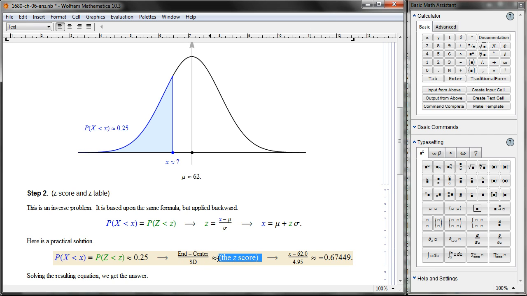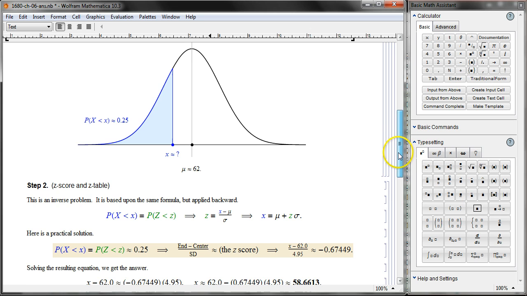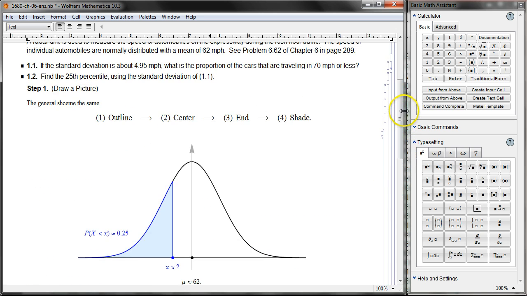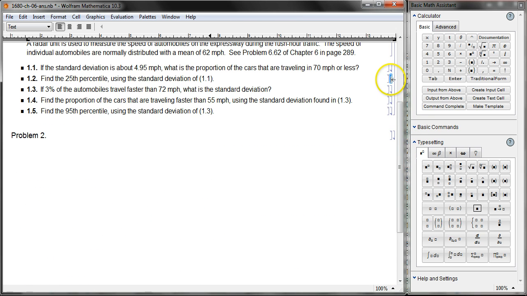The z-score, we can get it from the table. When you get it from the table, you may have to do some ballpark estimation. And the ballpark estimation was negative 0.675. A little bit better method using technology was negative 0.67449. Okay, so much for problem 2.